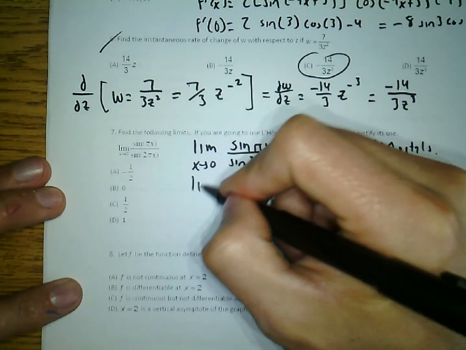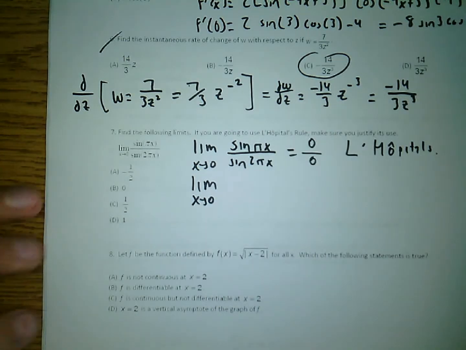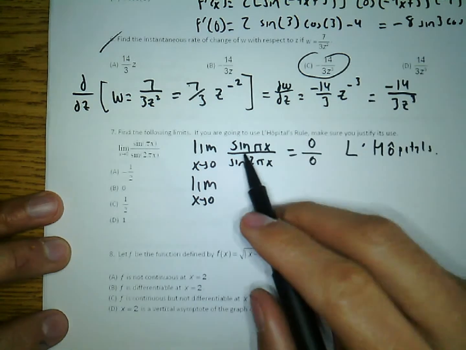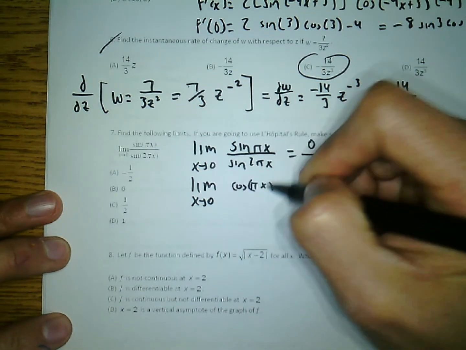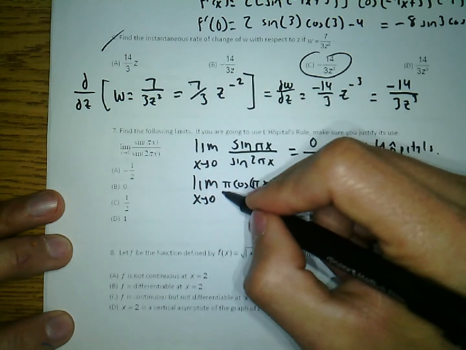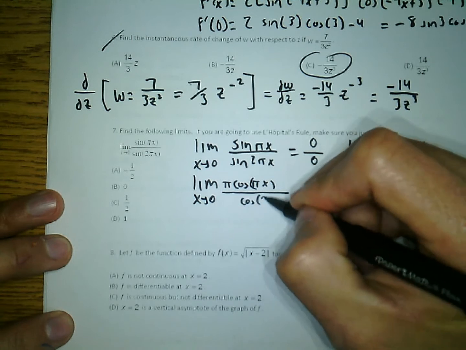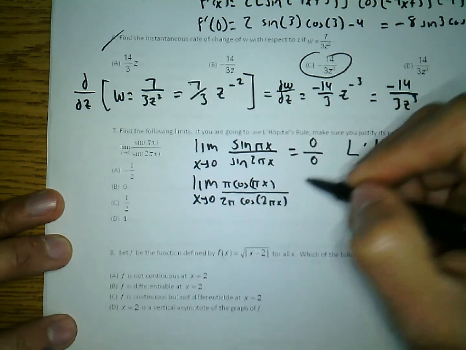Okay, so what that means is that I can take the derivative of the numerator and the denominator separately and repeat the process. So there's going to be a chain rule. The derivative of sine pi x is going to be cosine pi x times the derivative of the inside, which is just pi. The derivative of sine 2 pi x is going to be cosine 2 pi x times the derivative of 2 pi x, which is going to be 2 pi.